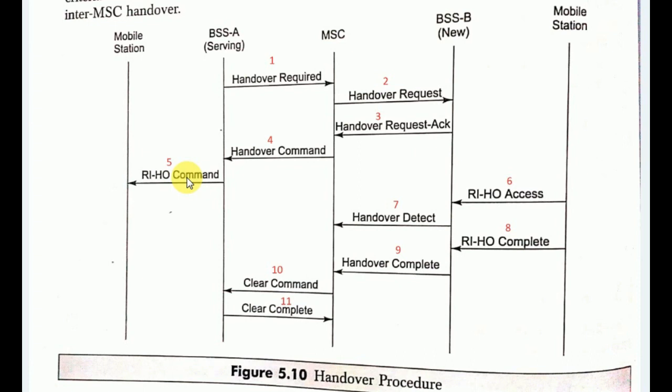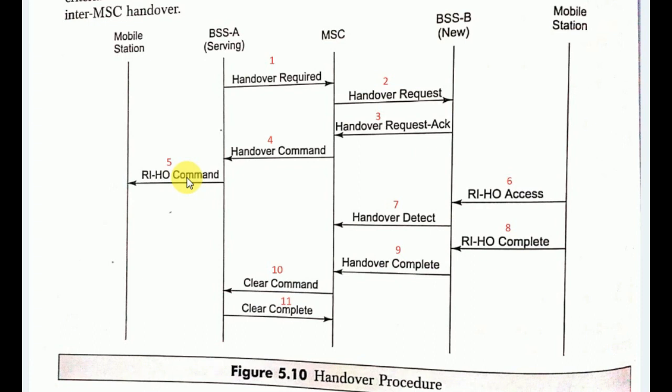The MSC sends a handover request message to the new BSS from which it requires radio resources. This message contains details of the resource that is required. The message may also specify the channel in use. On receipt of this message, the new BSS shall choose a suitable idle radio resource. This information is passed by the new BSS to the MS through the MSC and old BSS using handover request acknowledgement, handover command, and radio interface handover command respectively.